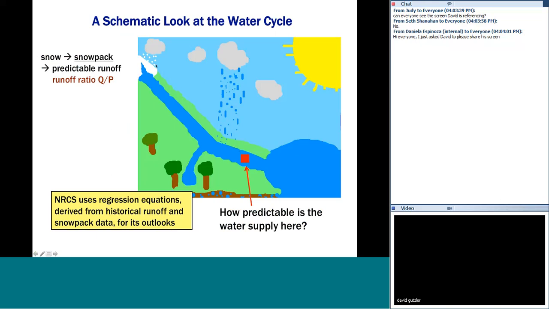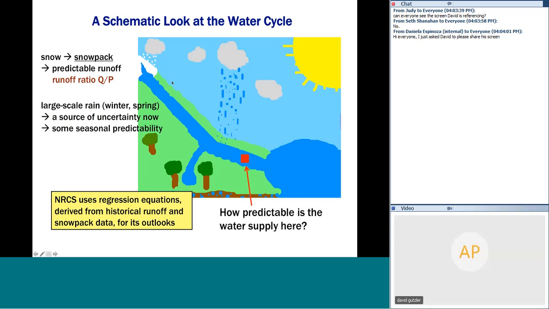If we start up at the top, we have snow which accumulates into snowpack, and that's the predictable part of all this because we can actually see the snowpack accumulate and we can look at the effects of that snowpack on downstream flow using something like a runoff ratio, which is just the ratio of downstream flow divided by either precipitation or snowpack.